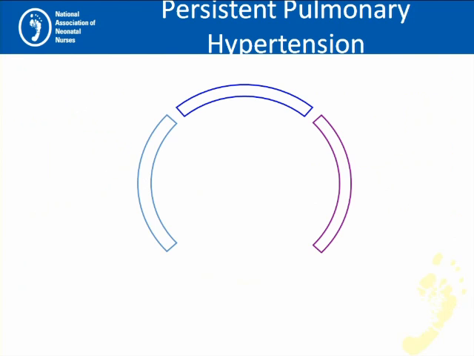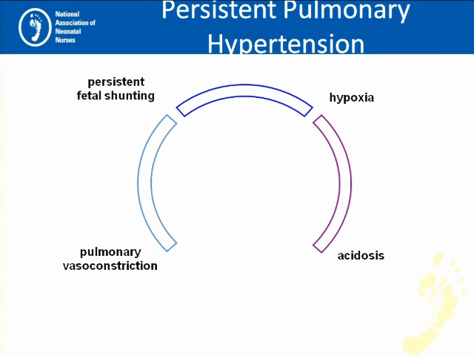The cycle of persistent pulmonary hypertension. In the first 24 hours, PVR normally declines by 80% from what it had been in utero. When PVR remains high after birth, adaptation to extrauterine life is impaired. Neonatal pulmonary vessels constrict with hypoxia and acidosis, which causes pulmonary vasoconstriction and persistent fetal shunting. Once vasoconstriction is present, it can persist even if the cause is removed.